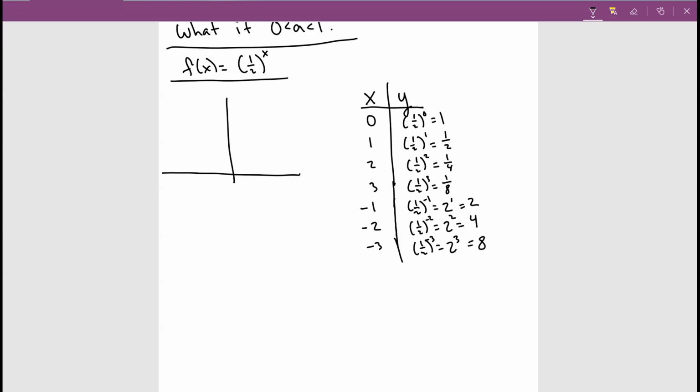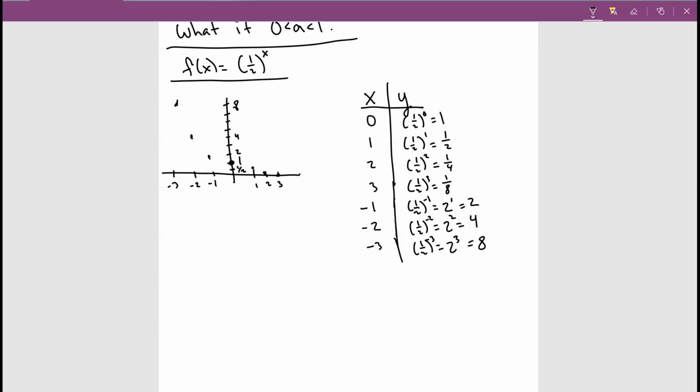All right, so now let's go ahead and graph this. First, (0, 1). Then (1, 1/2). So 1/2 is around here. Then (2, 1/4). Well, 1/4 is even smaller. (3, 1/8) is even smaller than that, but it's not quite 0. Then let's go to the negative side. At negative 1, you have 2. At negative 2, I have 4. At negative 3, I have 8.